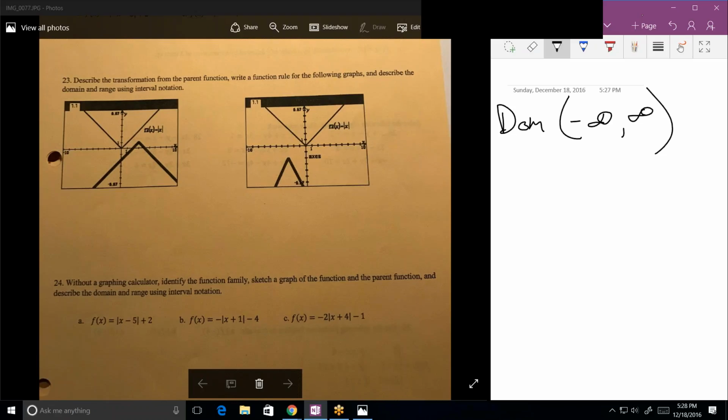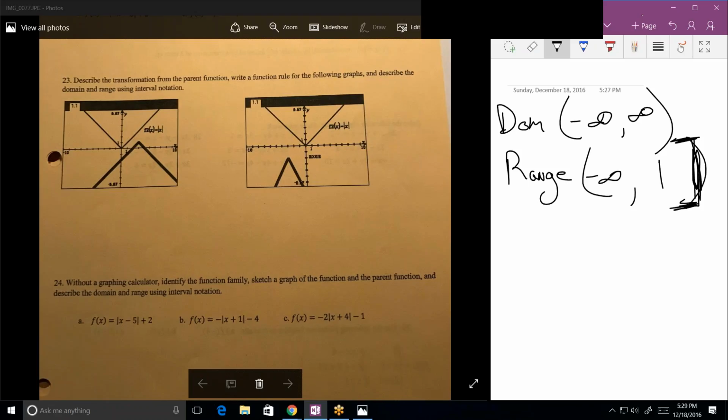Now let's look at the range. Just look at the graph and tell me what is its lowest point going to be. Always start from the bottom and then go to the highest point. So it'd be negative infinity to positive 1. And can it be equal to 1? It can. So should this be a parentheses or a bracket? Bracket. Just like that.